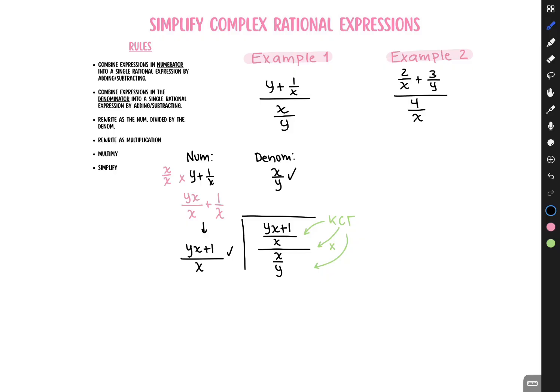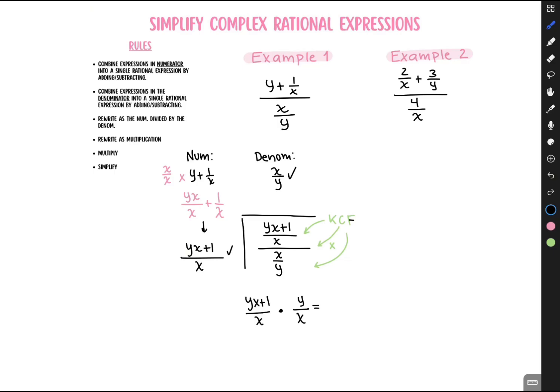So if we apply keep, change, flip, it's going to look as follows. We're going to keep yx plus 1 over x. We're going to change that to multiplication, and this is going to become y over x. So now we go ahead and multiply. Yx times y is y squared times x, plus y times 1 is y, over x times x, it's x squared.